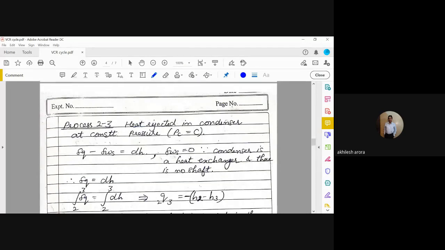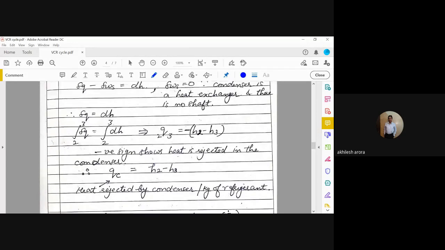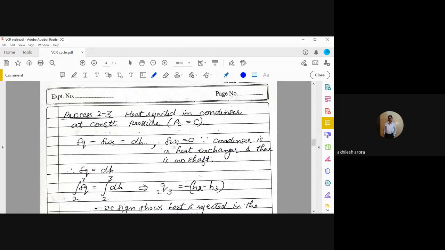The next process is heat rejected in the condenser. Once again, I will show you the diagram here. This is the TS diagram, and the process is something like this. This is point number 2 and this is point number 3. Heat rejected in the condenser is at constant pressure PC, where PC stands for constant condenser pressure.